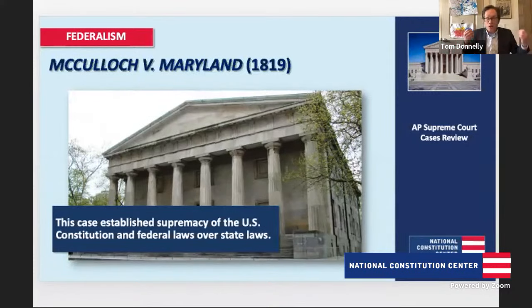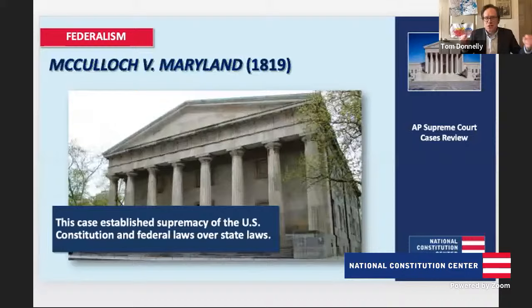What is the argument? Well, Maryland says, read your Constitution. The Constitution creates a national government of limited powers. Where is the charter bank clause in the Constitution? There's no power like that in the Constitution, so the national government should lose, and the national bank should be unconstitutional. But then John Marshall steps in and he says, no, Maryland, you're not interpreting the Constitution correctly.